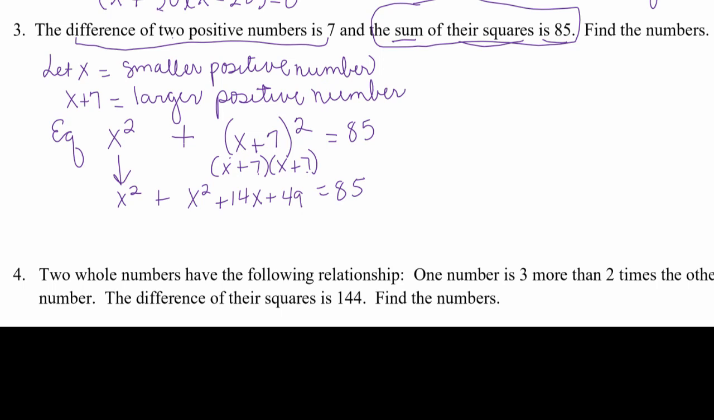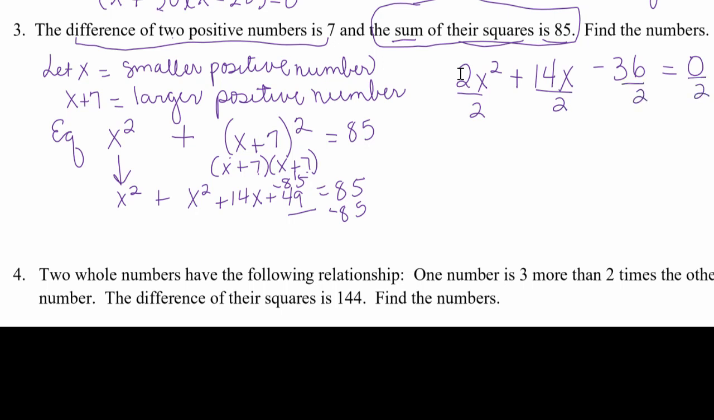And then we're going to add some like terms here and get a 0 on one side. So add these two x squares and you get 2x squared plus 14x, and then we have negative 85 plus 49, which is a negative 36, and that equals 0. And now I notice that all these coefficients are divisible by 2, right? They're all even. And since we have an equation, I'm going to go ahead and divide everything by 2, both sides of the equation, to make the number smaller. So we get x squared plus 7x minus 18 equals 0.